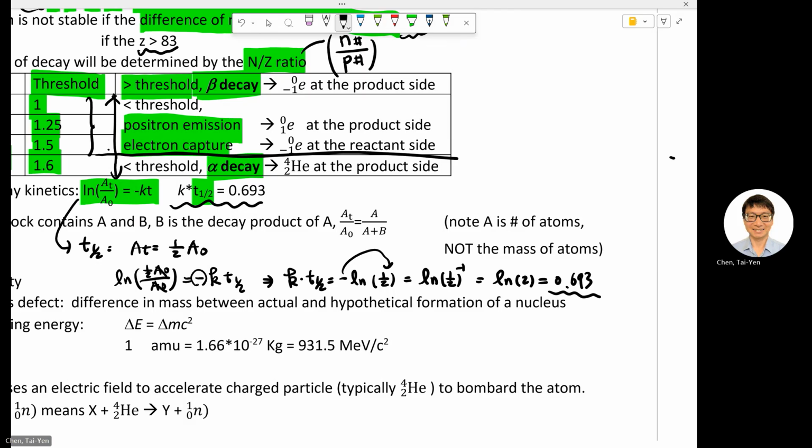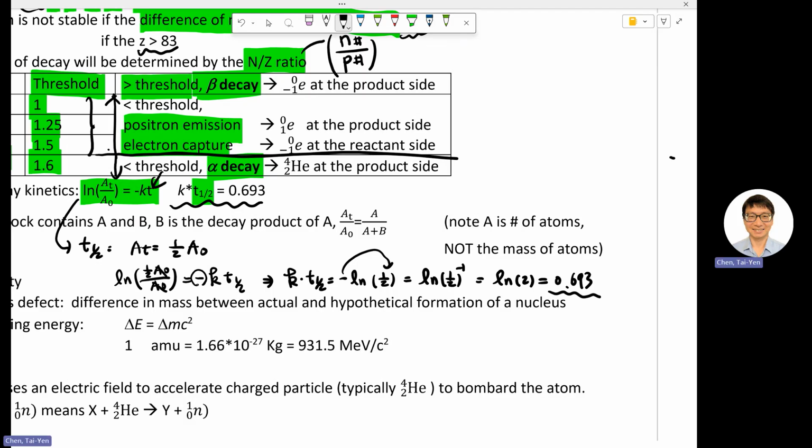So how do we actually date a substance? We're going to use this equation. Every time you have this decay, you will know what the decay product is, so you know how many decays occurred.